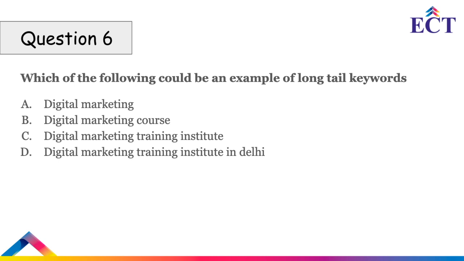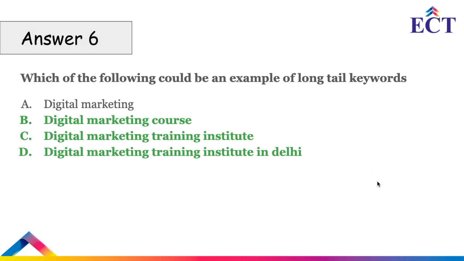In this particular case, most of you have given a correct answer: Digital Marketing Training Institute and Digital Marketing Training Institute in Delhi. Even digital marketing course will also be considered a long tail keyword in this case, because if somebody is searching for digital marketing course, the intent is very clear on what exactly they want. Plus, it has three main words, right? So B, C, and D all could be examples of long tail keywords.